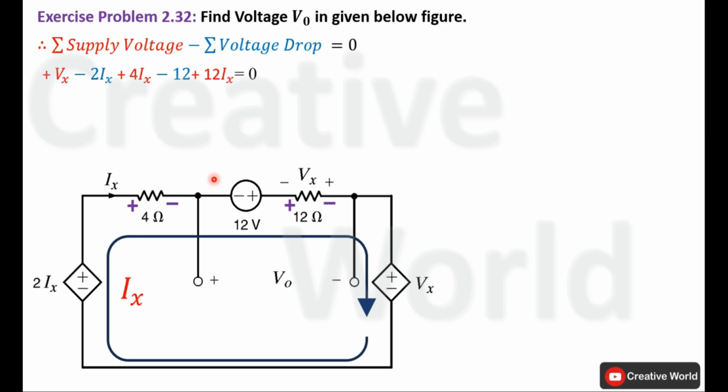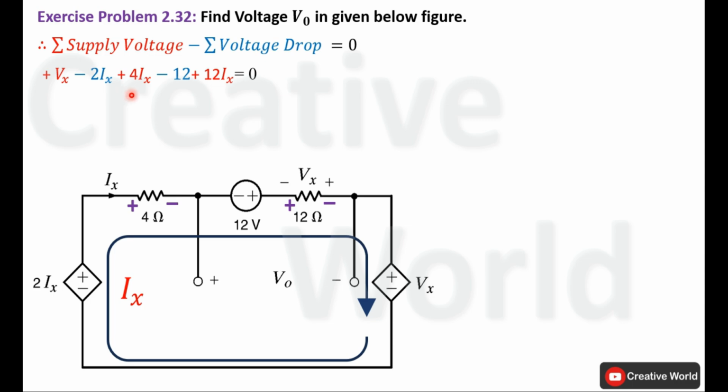Move to the next element, that is the voltage source. Current entering terminal is negative, so voltage of this voltage source will be taken with minus sign, minus 12 volt. Move to the last element of the circuit, that is the resistance. Current entering terminal is positive, so voltage of this resistance will be taken with positive sign, and voltage of this resistance is the product of current Ix and the value of resistance, that is 12 ohm. So it will become 12 Ix.